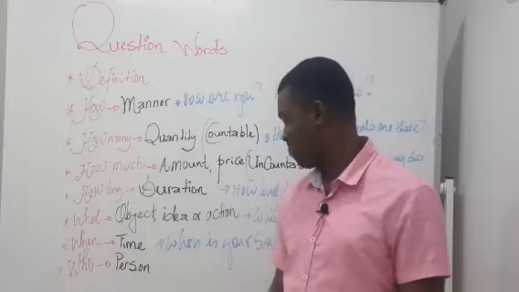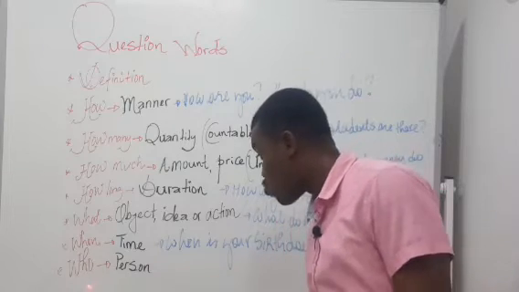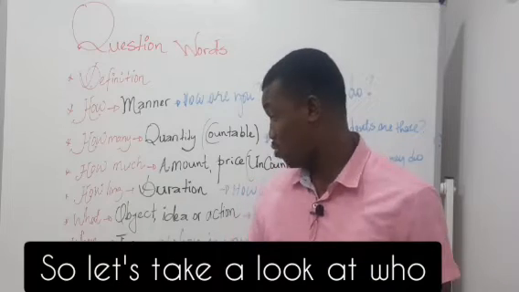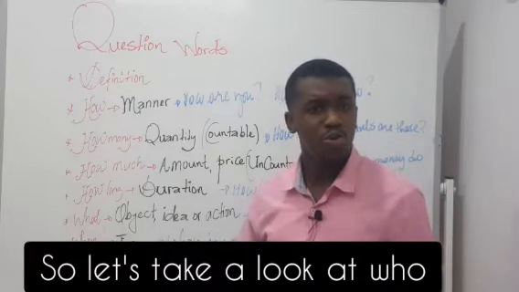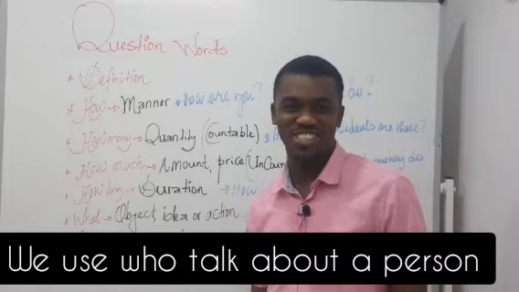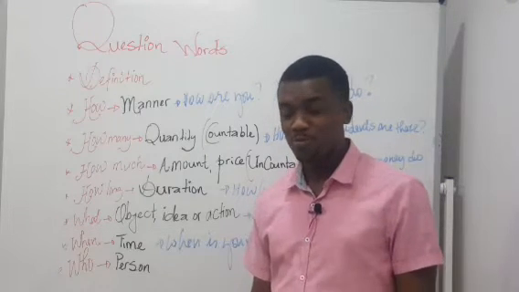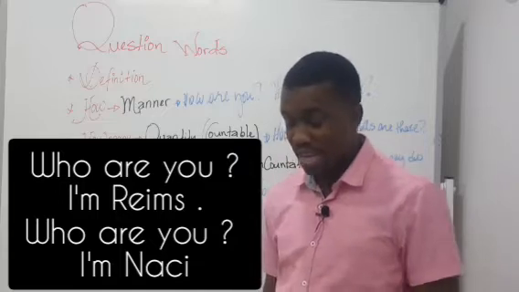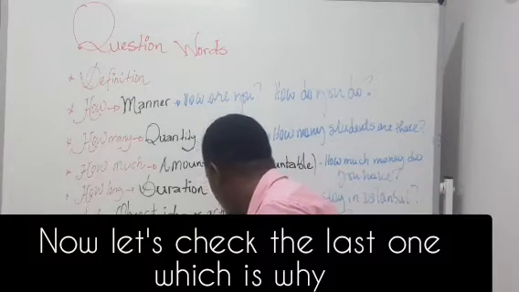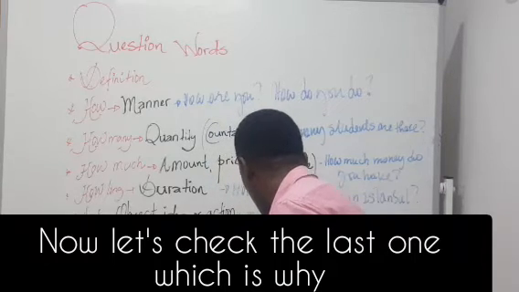Oh, thank you. And now we have who. We use who to talk about a person. Who are you? I'm Rames. Who are you? I'm Rames. And we have last. I want you to know this. Who are you?